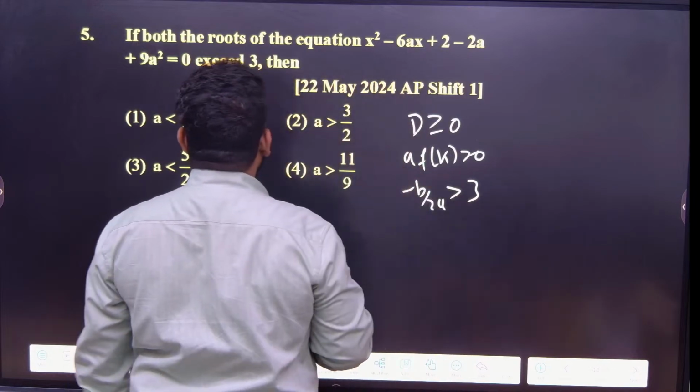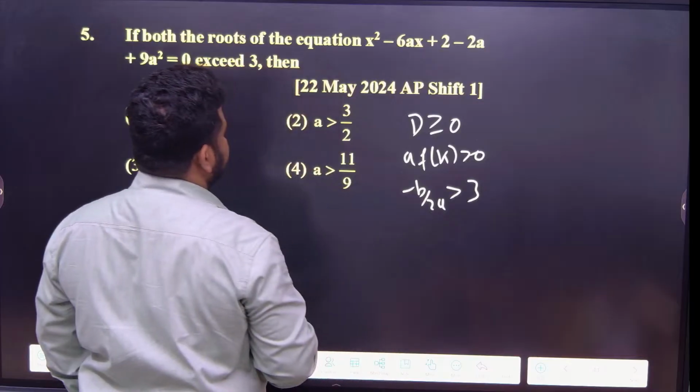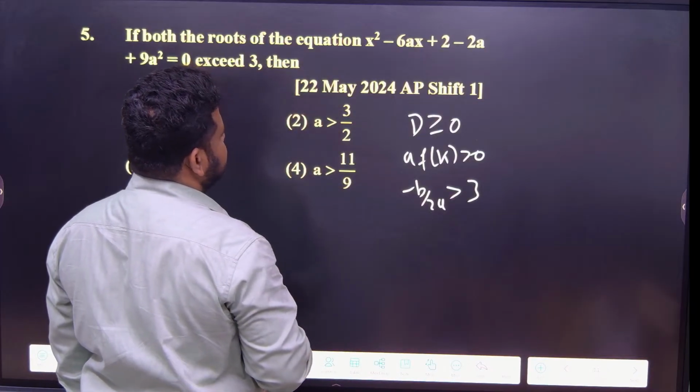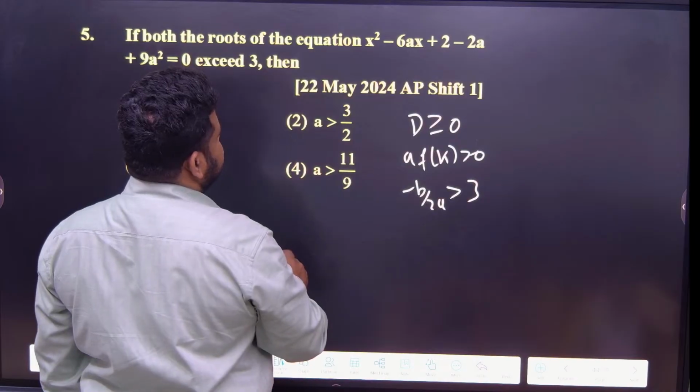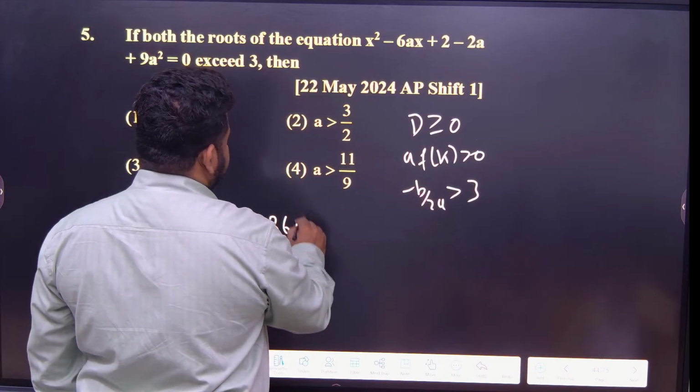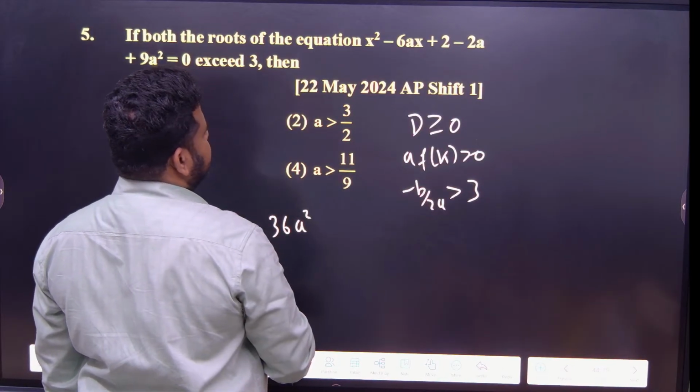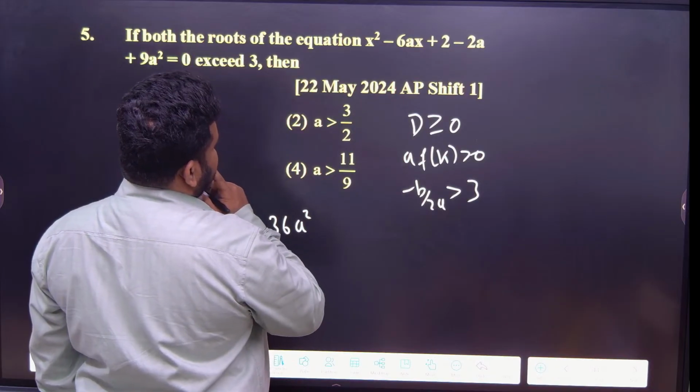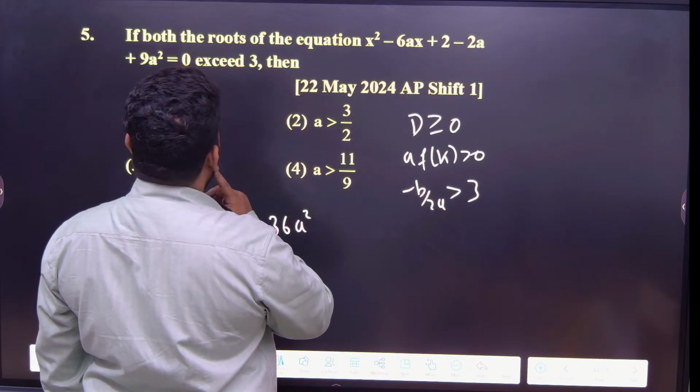So D is greater than or equal to 0. So we have to find out D. Correct? So b square minus 4ac. B square minus 4ac is what? 36a square. B square is what? 36a square minus 4ac. Minus 4ac. 4 into 2 minus 2a.